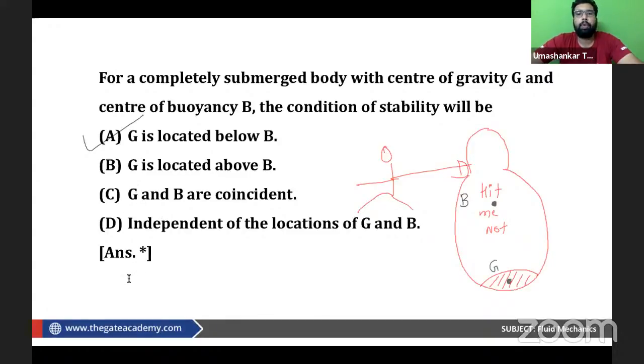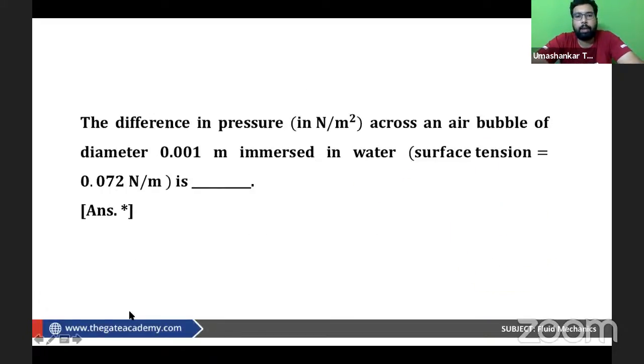Always remember, whenever we talk about stability, people start thinking about the metacenter. Metacenter is only there for a partially submerged body. For a fully submerged body, metacenter has no role. Only the center of buoyancy and center of gravity matter. If the center of buoyancy is above the center of gravity, it is in stable equilibrium. Otherwise, it is in unstable equilibrium. I hope it is fine for you.